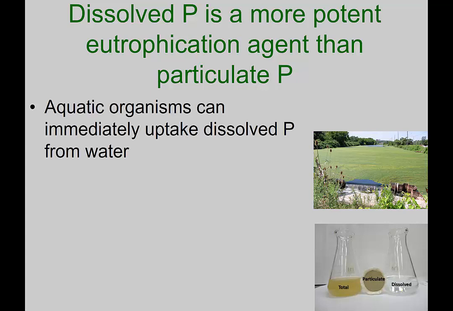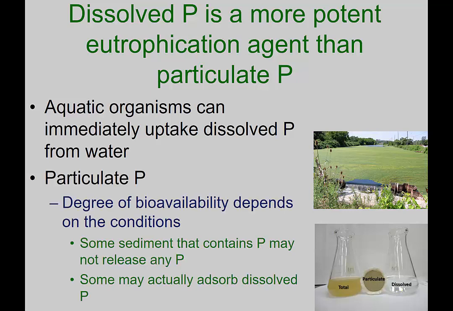Again, it's in solution, that dissolved phosphorus in solution. An organism could immediately take it up in an aquatic ecosystem and be very explosive, cause an algal bloom. That's not necessarily true for particulate phosphorus.